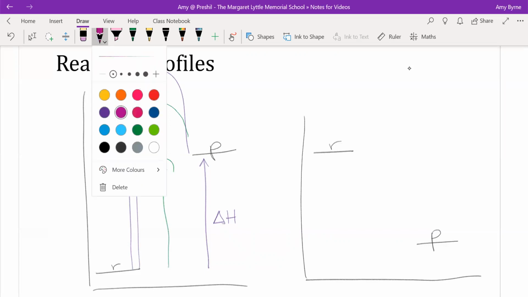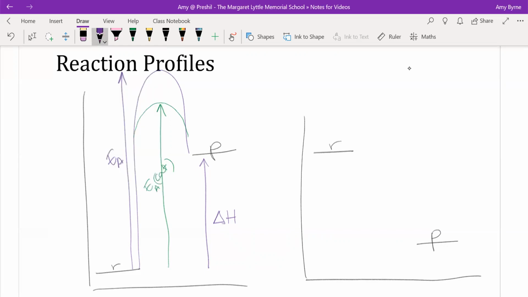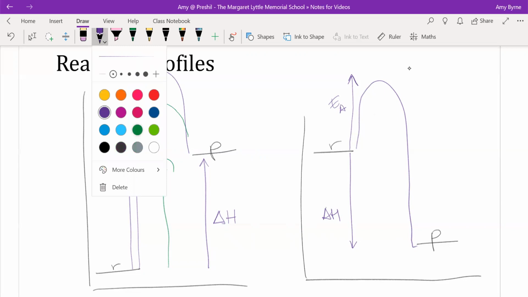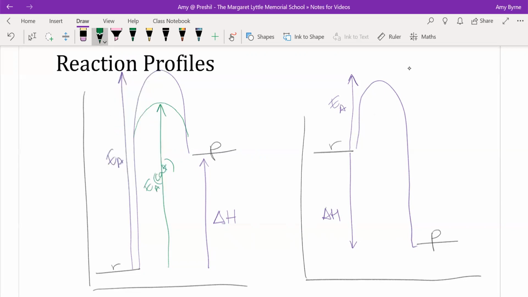Let's do the same colouring and look at an exothermic reaction. I'm going to make that a bit more exaggerated. Always exaggerate these. It's going to be easier for you to see and easier for them to be marked. So my activation energy is from my reactants to the top of my hill. And my delta H is this guy. My delta H is not changed by the presence or absence of a catalyst.